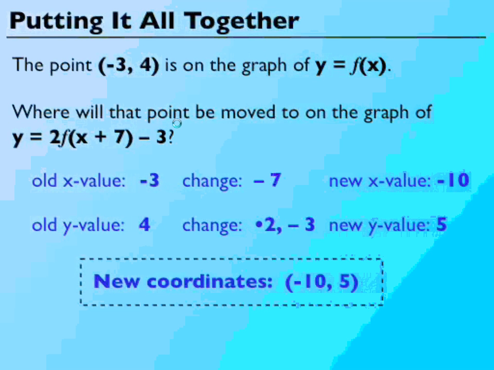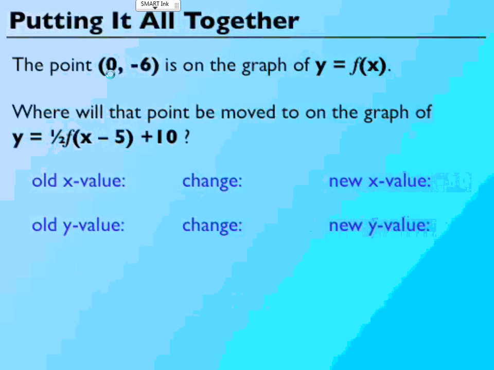All right, let's do one more example just like that. So original point here, function we're shifting to, we're drawing a new function right here. Old x value was 0. The only thing that changes the x value is the -5 in there, and that's going to actually shift it right 5, so +5. And so our new x value is 5. Old y value of -6. Now first I need to multiply by the 1/2 and then add the 10. So times 1/2 is -3 plus 10 gives us 7.